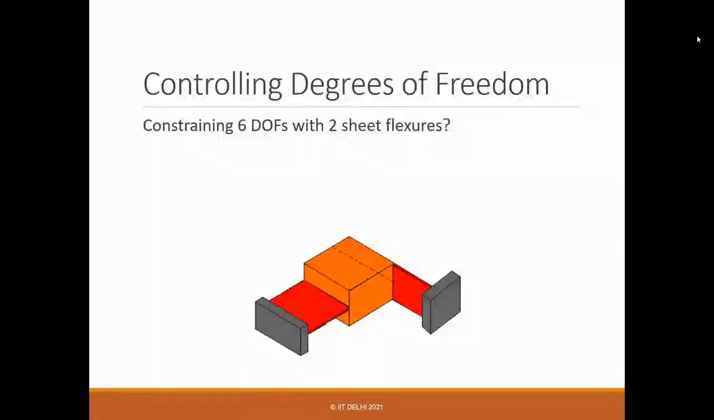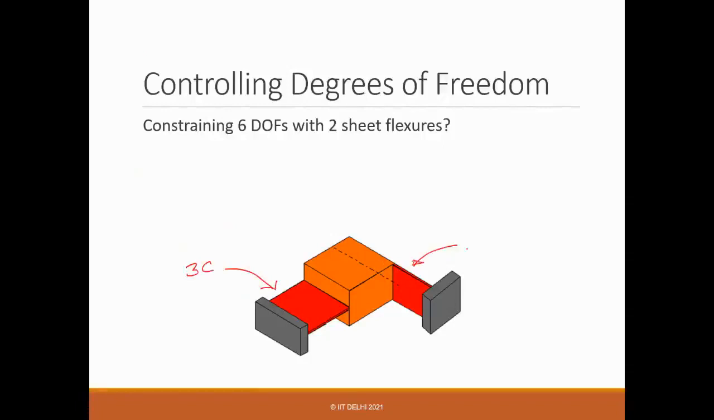So let's start. Last time we were here, and I think I just stopped here asking you. Suppose an object is connected to the base frame through two springs or two sheet flexures, so each will constrain 3 degrees of freedom, right? By now you understand that each sheet flexure will provide 3 constraints, right?